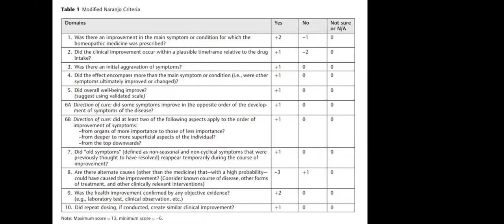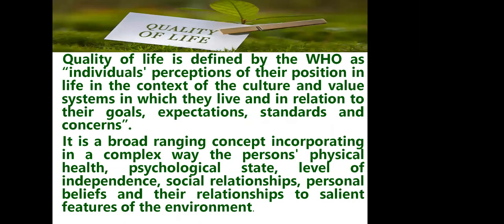So apart from these scales comes the quality of life. Quality of life is another facet that the scientists are stressing upon. It is defined by WHO as individuals' perception of their position in life in the context of the culture and value systems in which they live, and in relation to their goals, expectations, standards, and concerns. It is a broad-ranging concept, incorporating in a complex way the person's physical health, psychological state, level of independence, social relationship, personal beliefs, and their relationship to salient features of the environment.